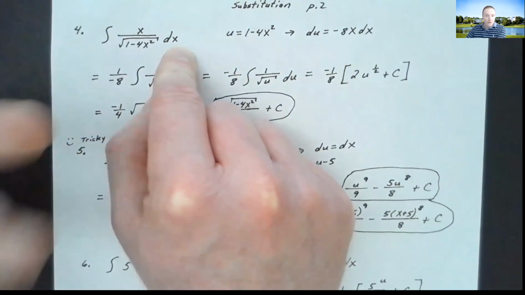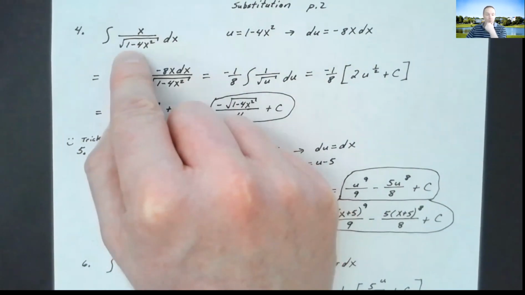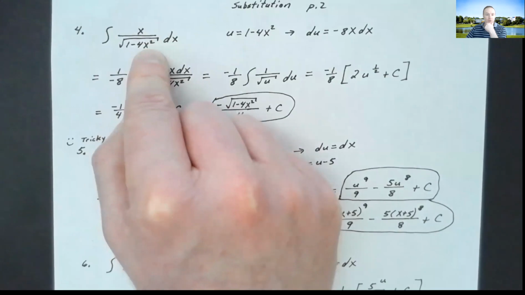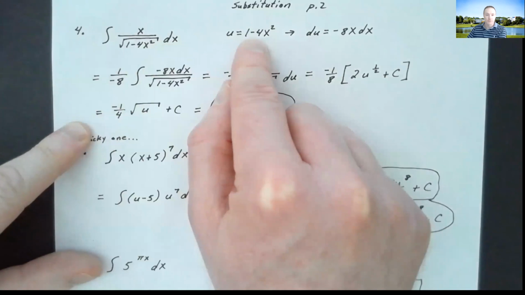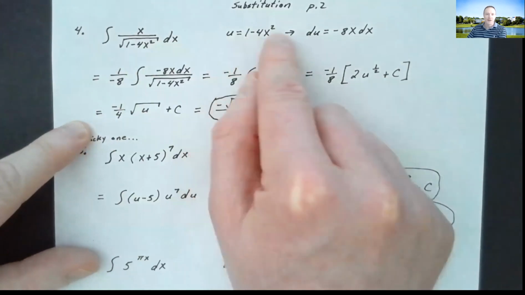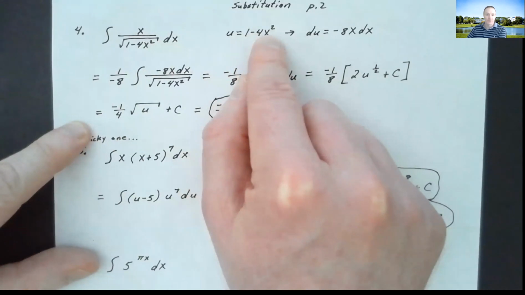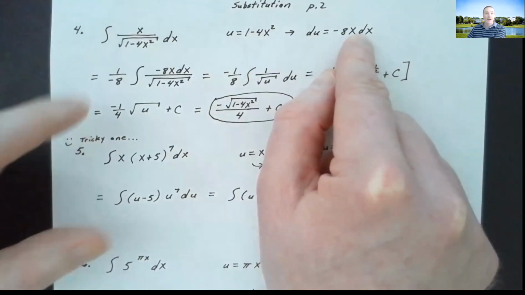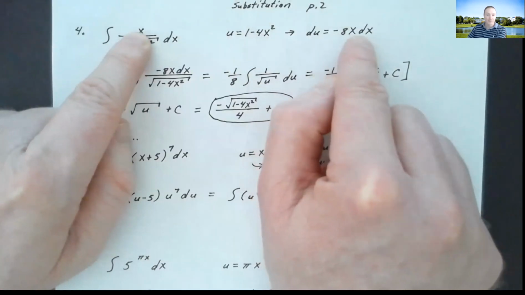Again, the rule of thumb is to always let u equal the innermost part of the function. Well, I have 1 minus 4x squared inside the square root. That should automatically be your initial choice for u. So I try that. And I can say, well, the derivative of that's going to give me negative 8x to the first times dx. I have an x dx, but I don't have a negative 8x dx.